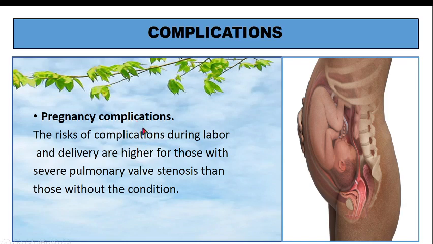Then pregnancy complications can be there. So if there is a pregnant lady with pulmonary artery stenosis, then the risks for complications during labor and delivery are higher. Suppose you have two groups, one group already having pulmonary artery stenosis and now they are pregnant. During pregnancy, the risk of complication during labor and delivery are higher. Okay, the risk is higher because whenever somebody is pregnant, the heart has to work more because the heart has to manage A to Z everything about the fetus which is growing inside the womb. So pregnancy complications can be there in pulmonary artery stenosis, especially with those people who have not yet done the surgical repair.